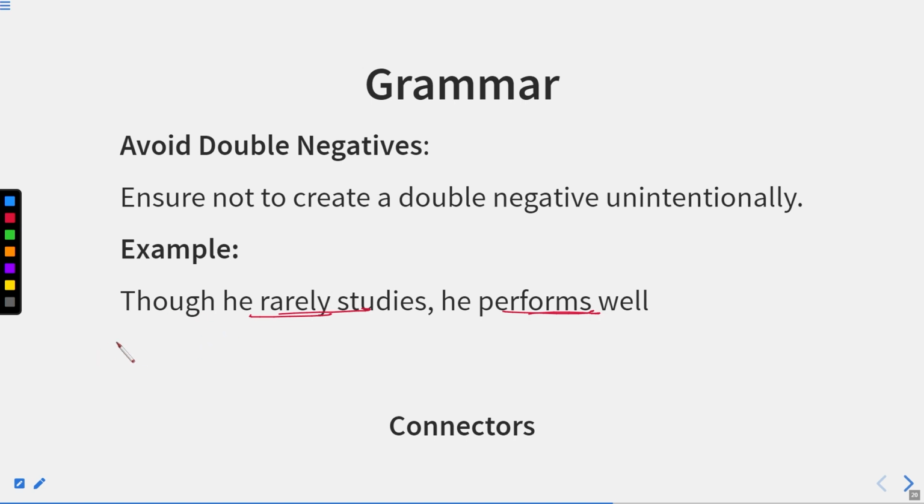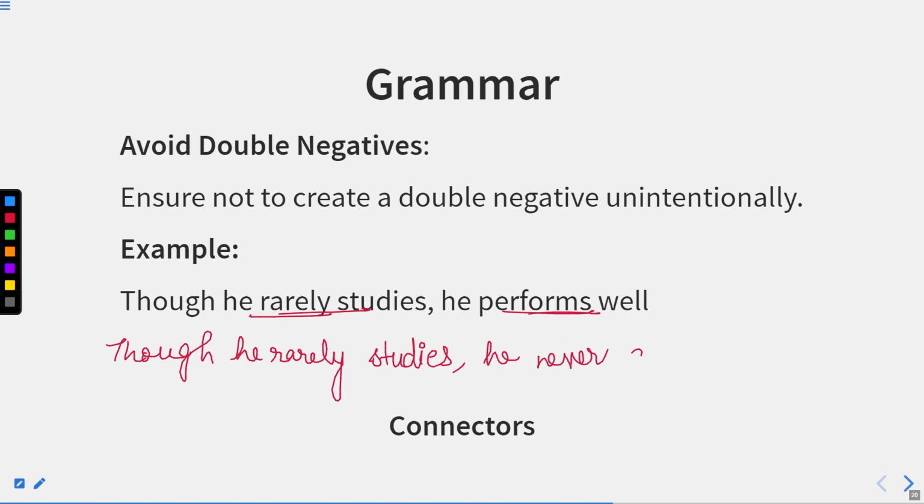But if I say a sentence like, though he rarely studies, and the other statement I'm writing is he never qualifies. Now, this statement will be meaningless or incorrect. Why so? Just because when someone does not study, obviously he ought to fail. But here I'm saying he never qualifies. So both the meanings are the same.